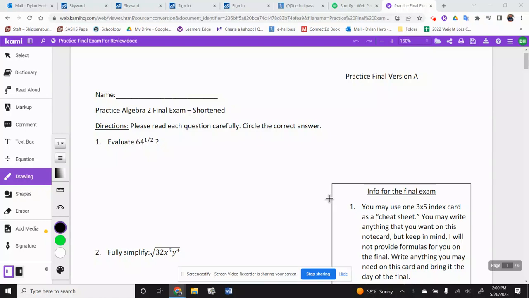All right, so let's go over some of this final review here. Remember for number one, a 1/2 power is the same thing as a square root. So this is asking the question, what is the square root of 64, which is 8. So your answer should be 8. You can also type it into your graphing calculator, 64 raised to the power of 1/2, and then that will give you the answer.